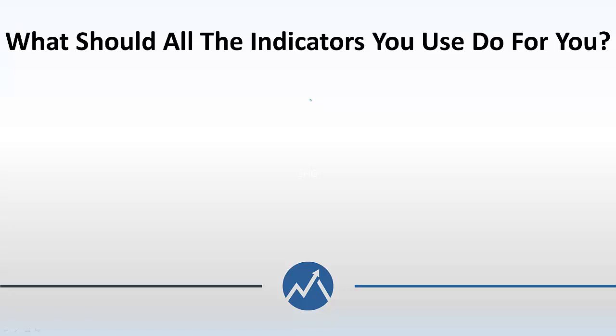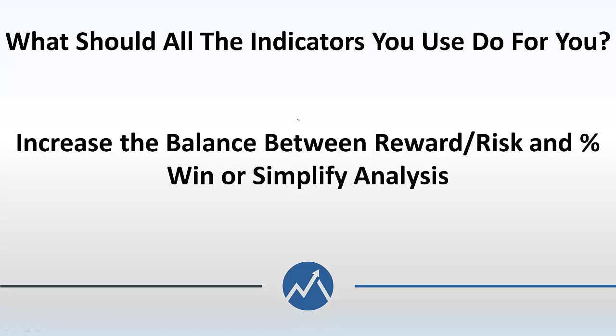Okay. So what's the one question you should be asking yourself whenever you look at an indicator or a tool, or you consider adding something to your trading? Well, number one, it needs to do one of a couple of things. It either needs to be increasing the balance between your reward risk and your percent win, aka it needs to make you more profitable or smooth out your equity curve. Or B, it needs to simplify your analysis. So it needs to make your trading easier on you. It needs to call out the setups for you better, make it so that you can more quickly analyze a market, decide on a trade, and then place that trade and execute.